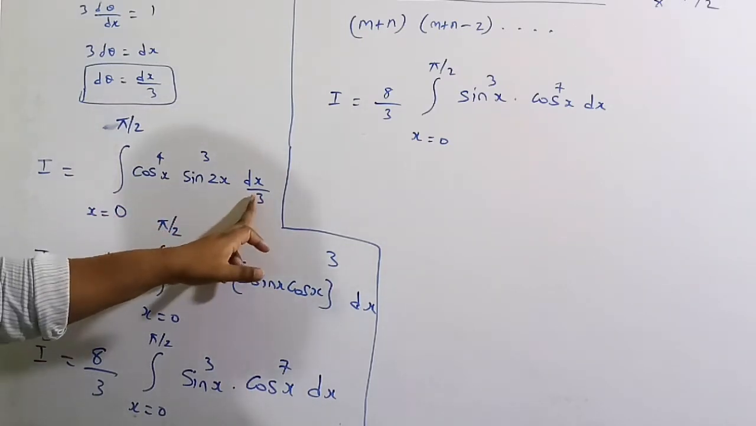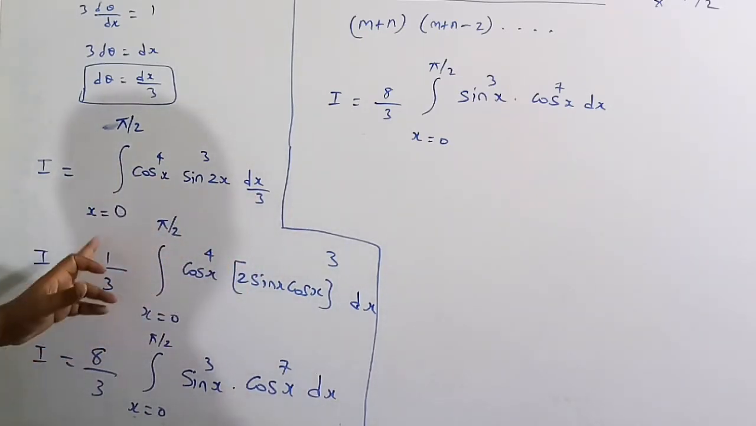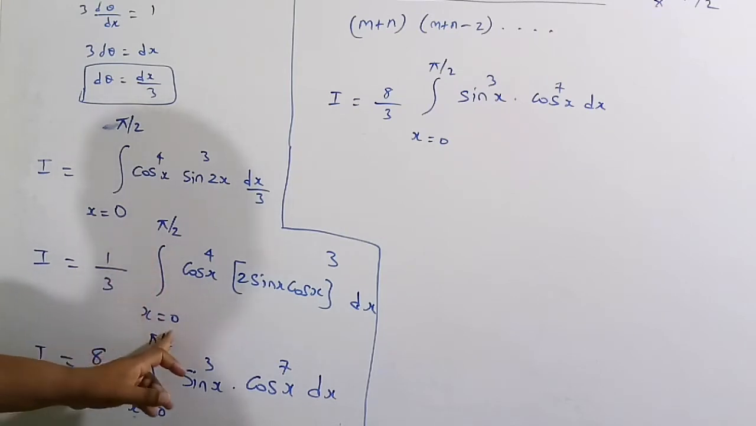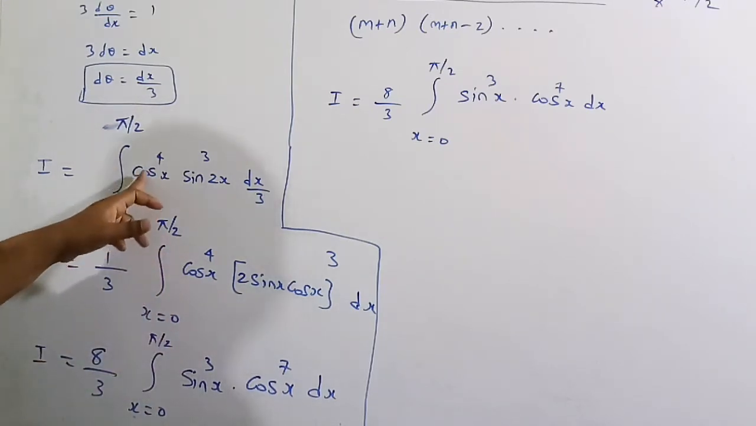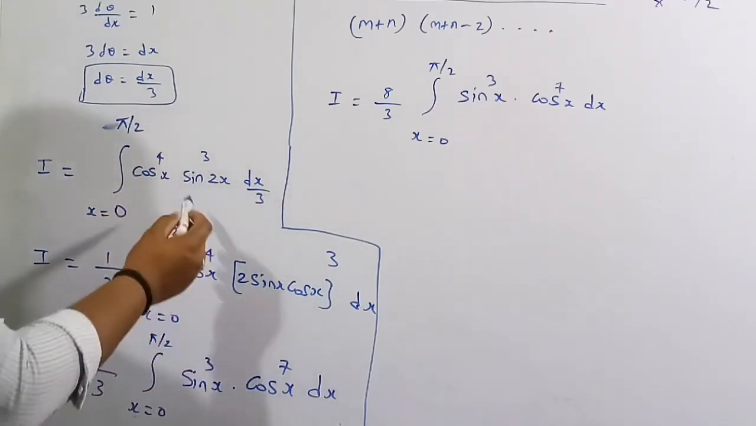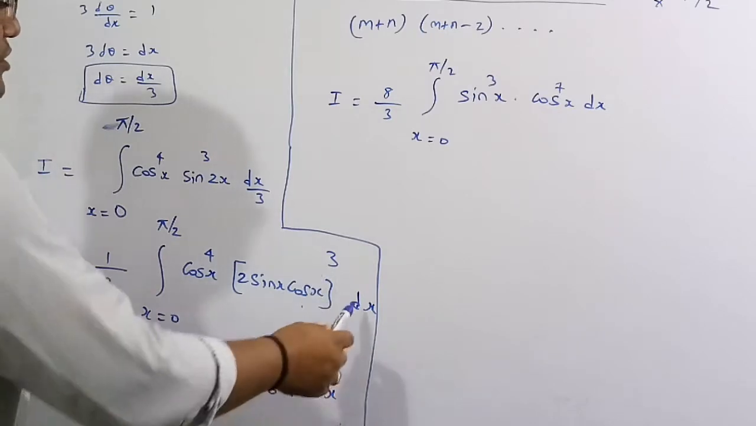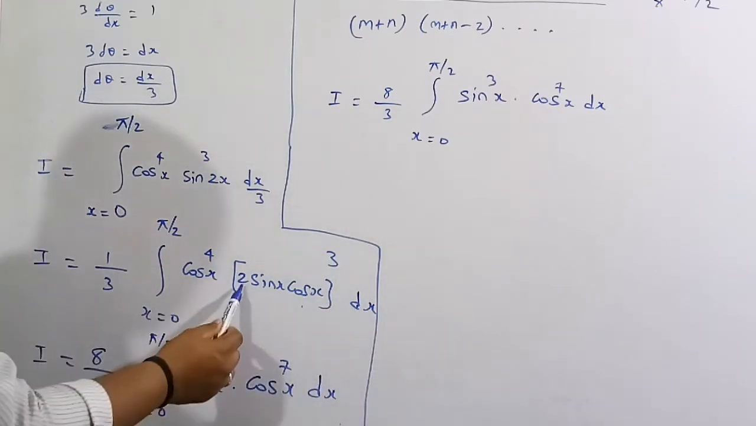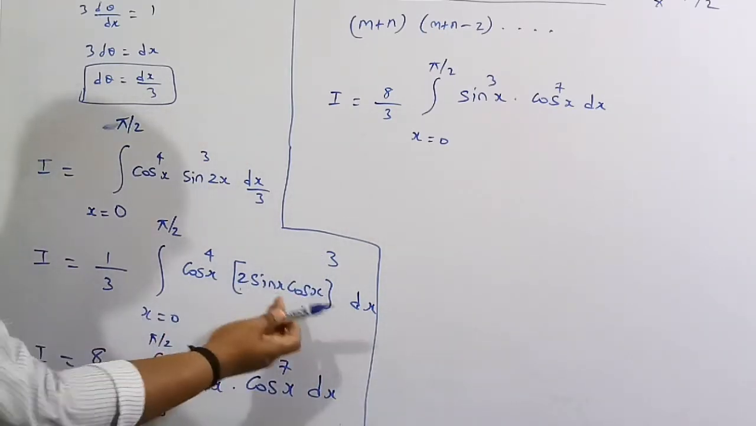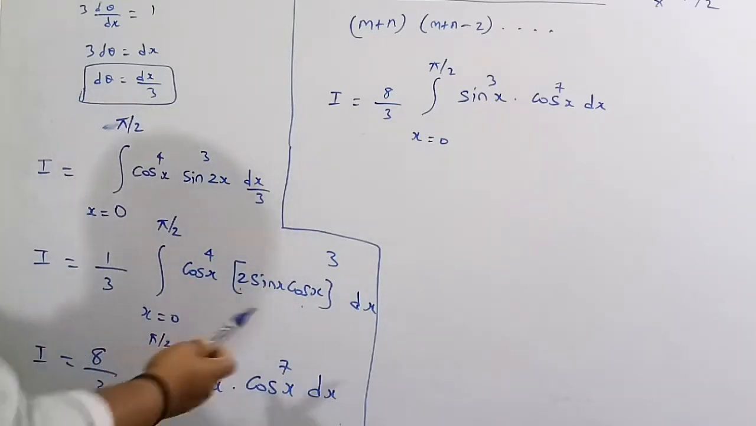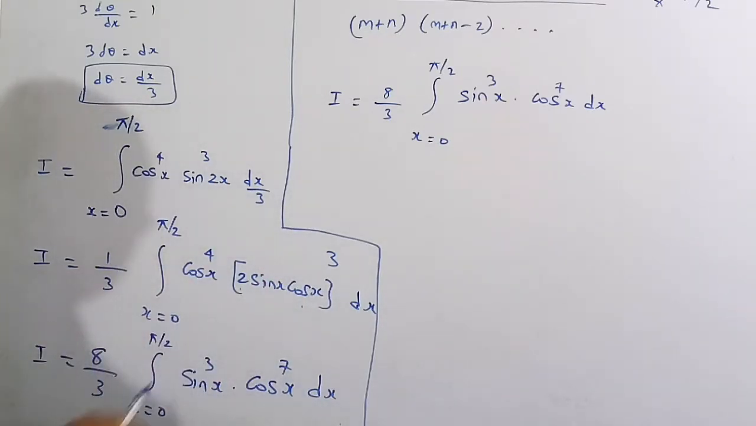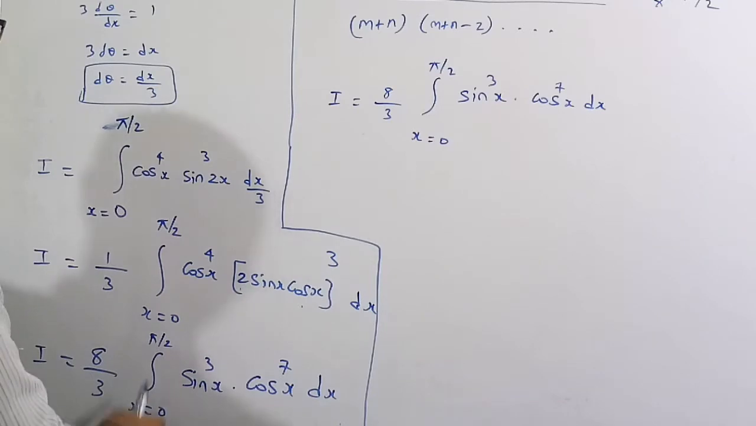This 1 by 3 is a constant, so I am going to take it to the left side, which is 1 by 3, integration x is equal to 0 to x is equal to pi by 2, cos x whole to the power of 4, sin 2x whole cube. Sin 2x is equal to 2 sin x cos x, so 2 sin x cos x whole cube into dx. This 2 to the power of cube is nothing but 8, so I am going to take it to the left side out of the integration. Therefore 8 by 3, and the remaining terms with x from 0 to pi by 2.